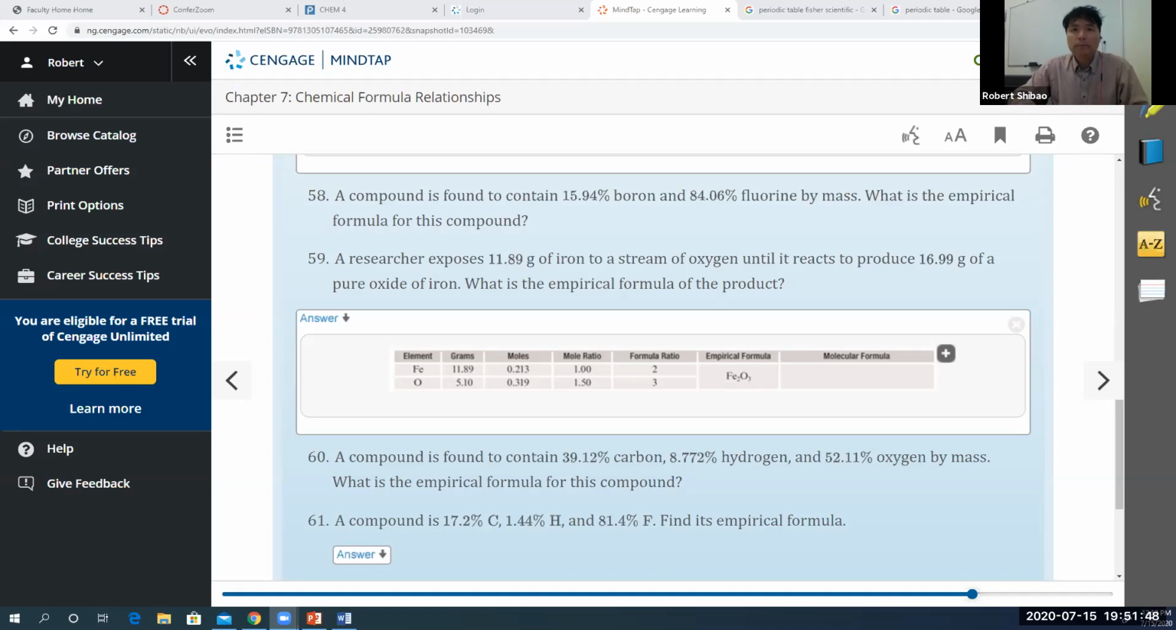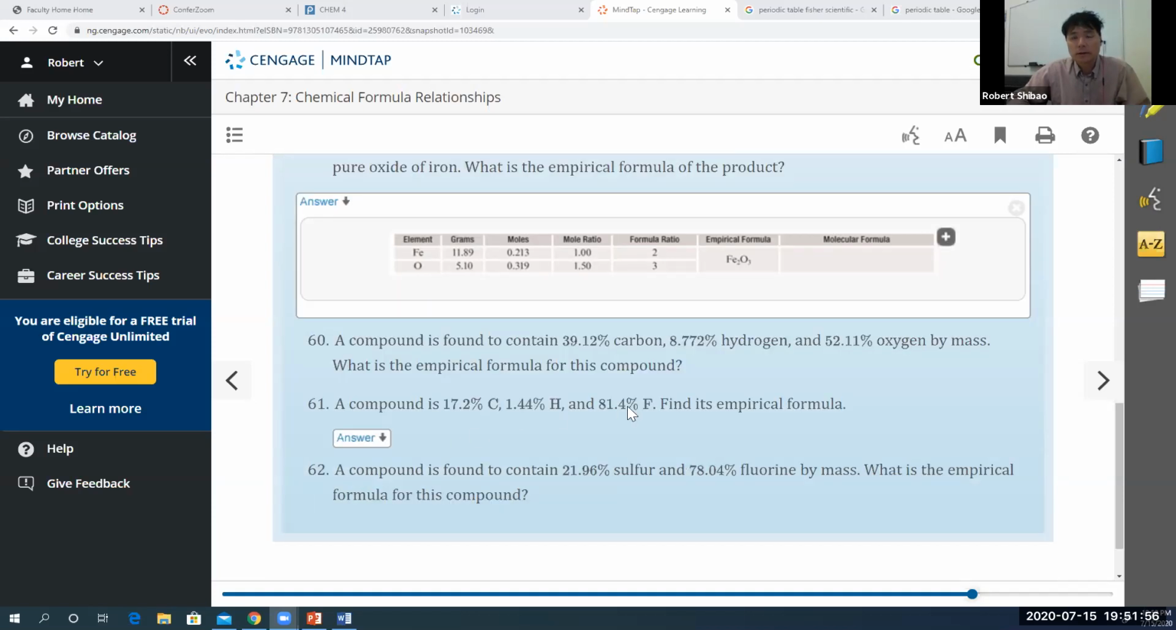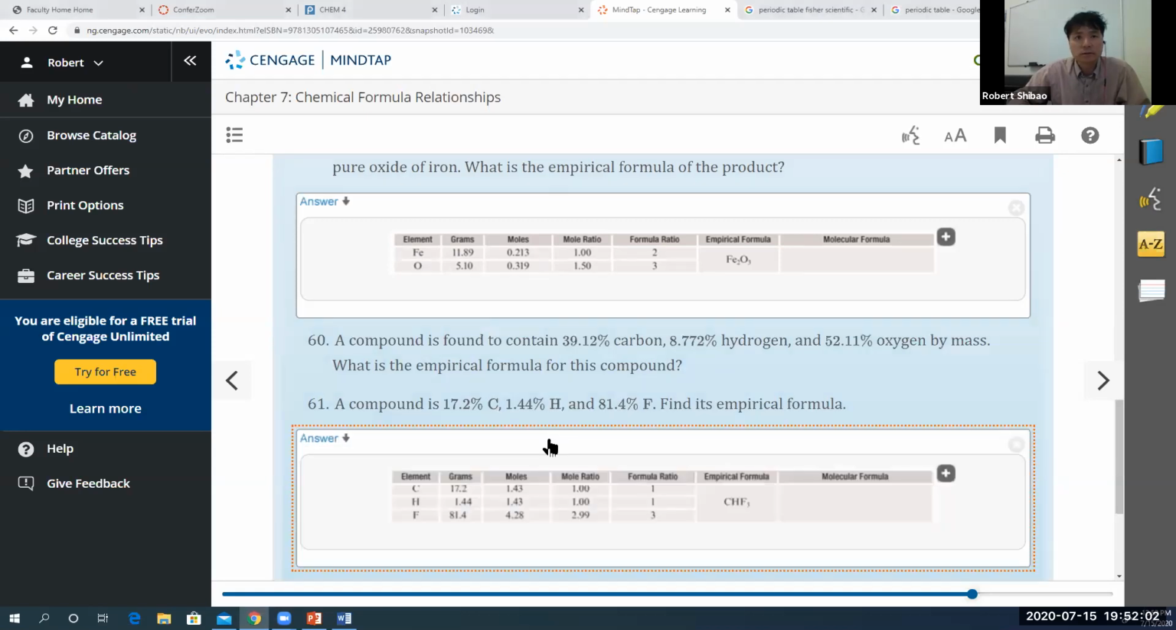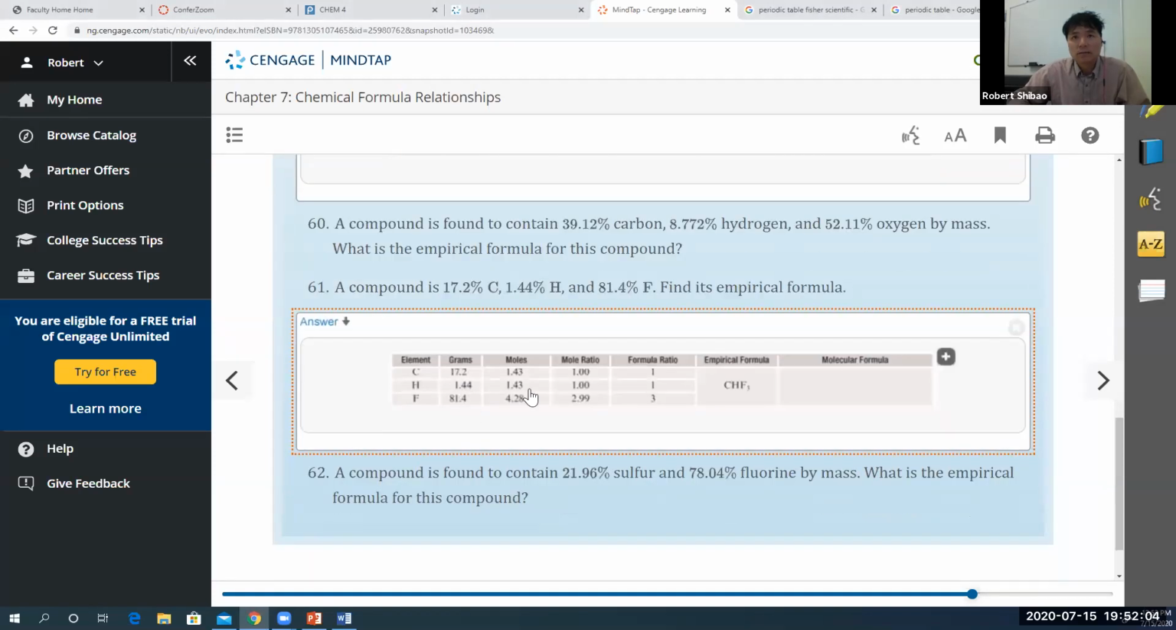All right, let's take a look at the next problem here. So this was a little variation that we see. Again, we're getting the percent by mass composition. We assume 100 grams, we go grams to moles, get the mole ratio. So let's see what they did. You have the grams, you get the moles. Then they divided by the smallest, 1.43, and they got 1, 1, and about 3. So CHF3, so standard type problem.